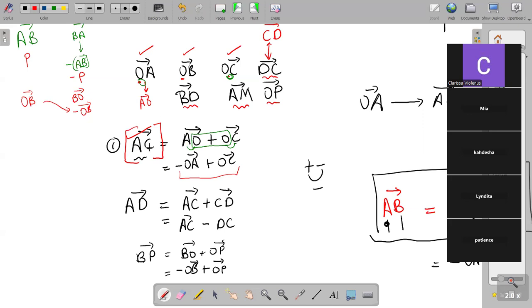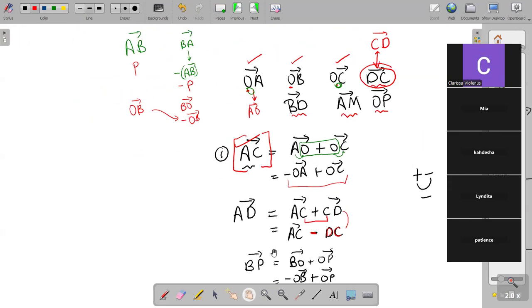So we have an AC, but do we have a CD? Let's look. We don't have a CD, but what do we actually have? We have a DC. Can't we use DC? But do what? Change it around. So we use AC plus CD because why? These two letters in the middle must match. Right? And then we know that CD is just the negative version of DC. All right?